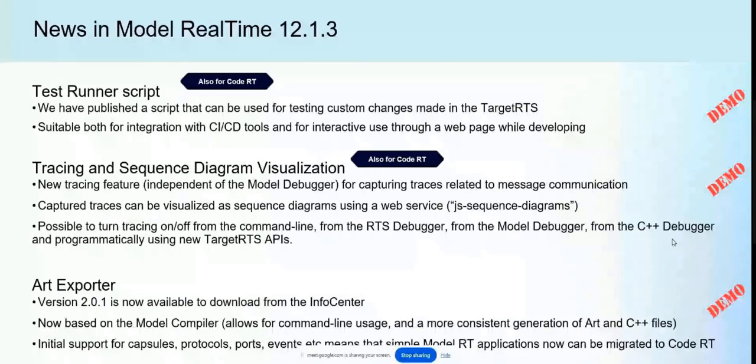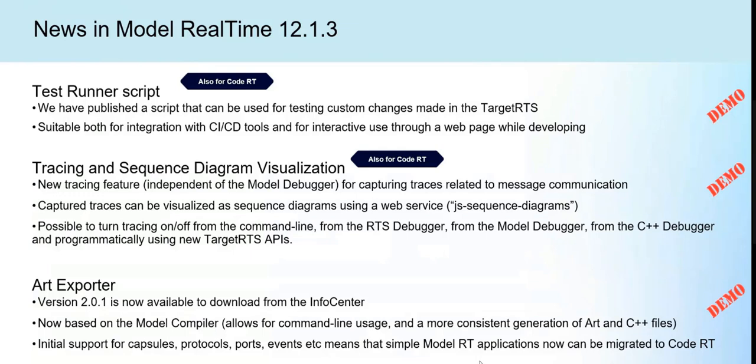We are also releasing a new version of the ART exporter called 201. You can find it on the info center. This has been completely redesigned. Now it's based on the model compiler, which makes it possible to run it from the command line. And also the generated ART and C++ files are now more consistent with what it looks like when you're generating code inside Model RealTime.